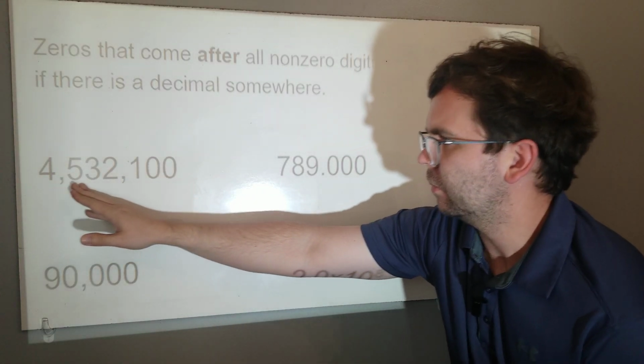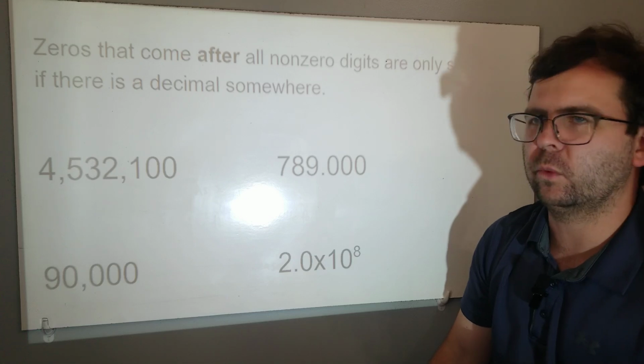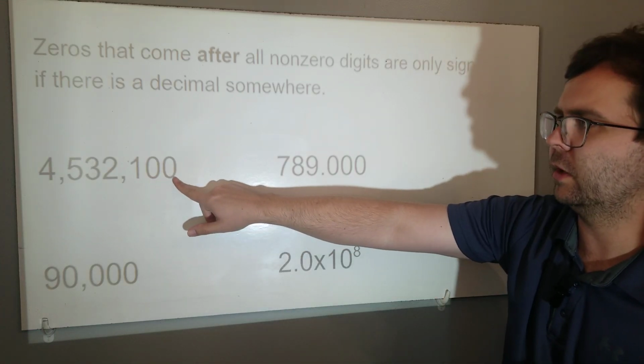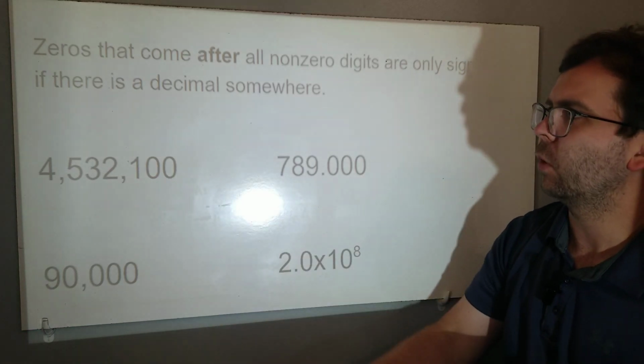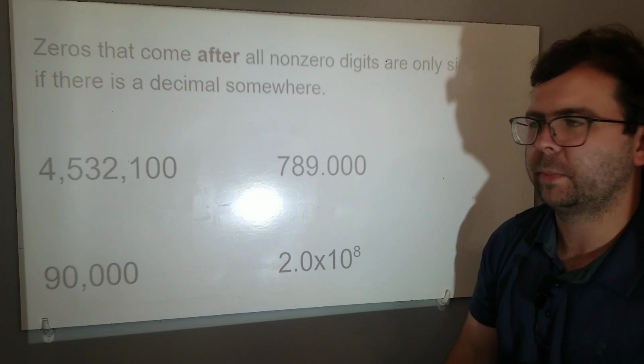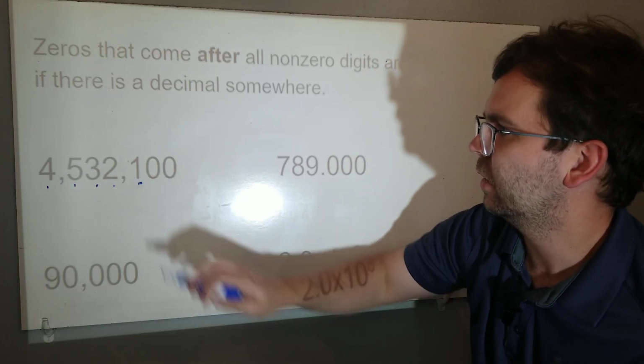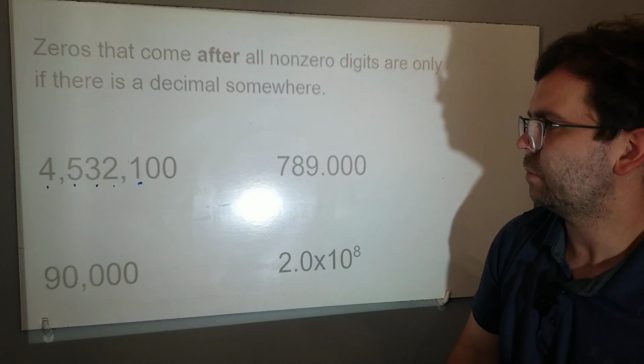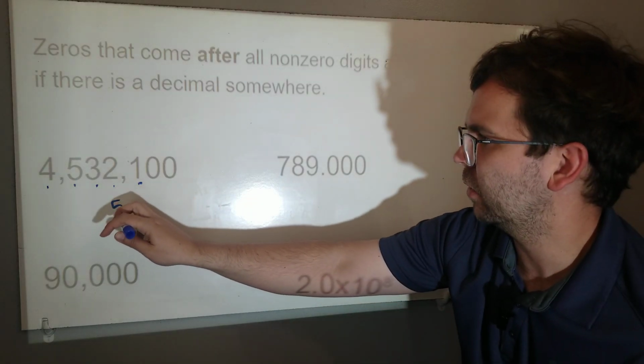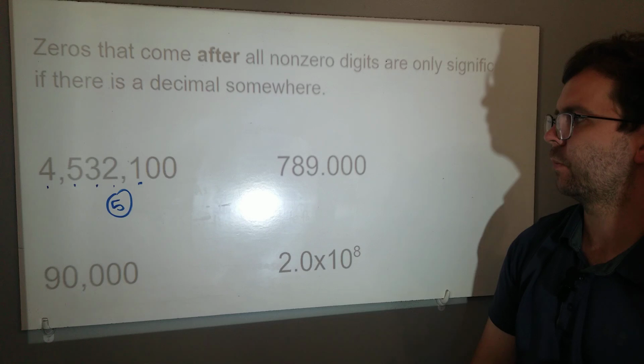This number here, 4,532,100. These zeros at the end, do they count as significant? Well, is there a decimal? No, and so they do not count. So we would have 1, 2, 3, 4, 5 significant digits here. I'll write a 5 down here and circle it just to show us.